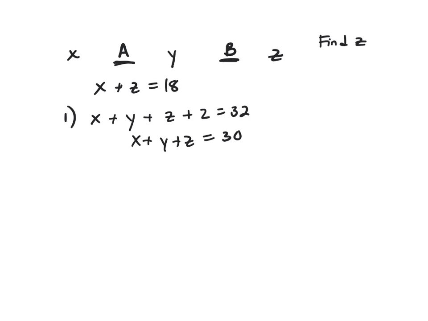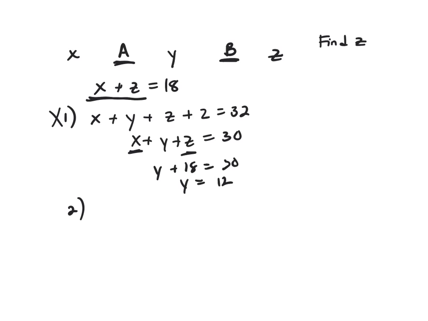Okay? And do I know anything else? Oh, yeah, we know X plus Z is 18, and there's an X and a Z. So X plus Z is 18, that's Y plus 18 equals 30, and that's Y equals 12. But I'm trying to find Z, so that doesn't help me.